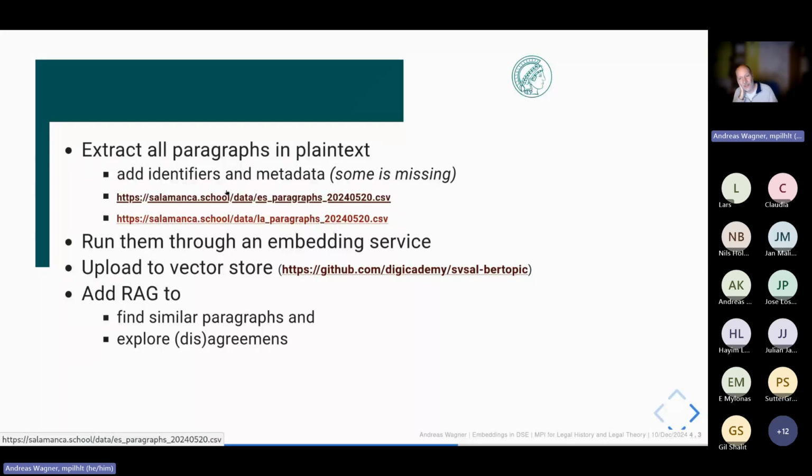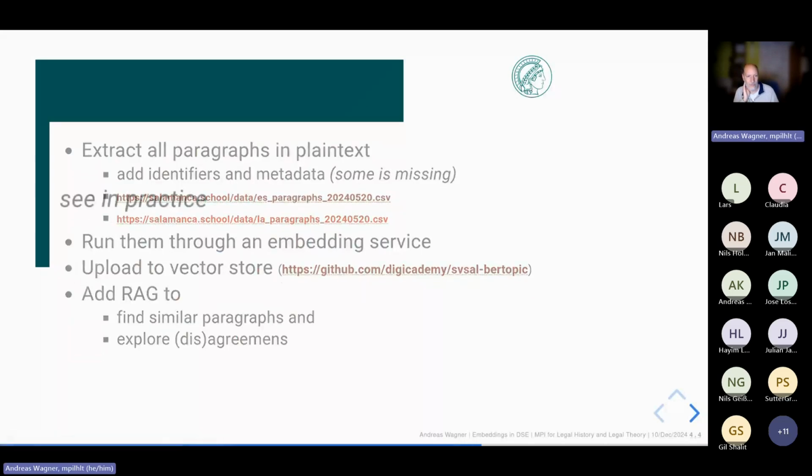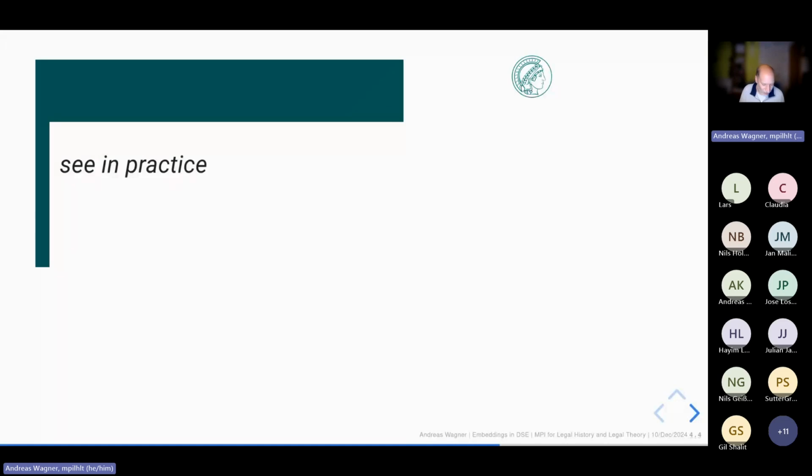And then if I have the paragraphs that are similar in their meaning, maybe then some chatbot can explain or can assess whether the authors disagree on certain points or whether they are talking about the same thing or not. So that's when I wanted to show the digital edition.